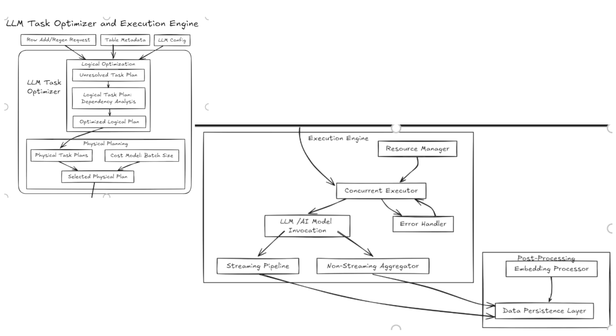And then talking about the execution engine, the selected physical plan is passed to a concurrent executor which manages resources and handles multiple tasks simultaneously. It invokes the LLM or the AI model and can process data through both streaming pipelines and non-streaming aggregators. And then about built-in error handling, the execution engine includes an error handler, ensuring robust operation without the need for manual error management. And also about the post-processing, after the execution, there's a dedicated embedding processor and data persistence layer, streamlining the handling of AI outputs.